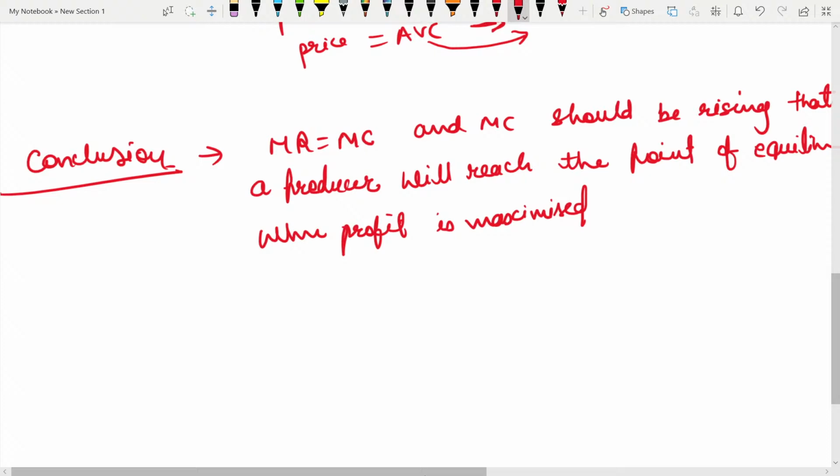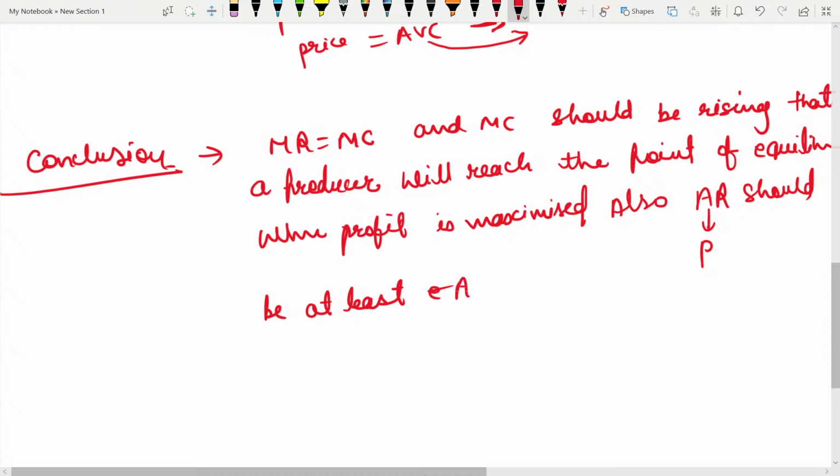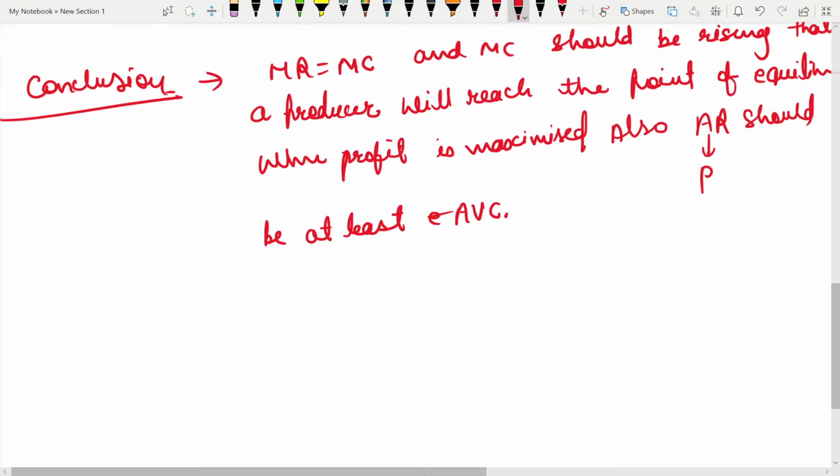Also, the third condition: AR should at least be equal to... what is AR? AR, as we also say P, both are the same. AR should be at least equal to ABC. If price is not greater than ABC, it is okay, fine, but it should be at least equal to ABC. Then producers are able to operate and achieve maximum profit.